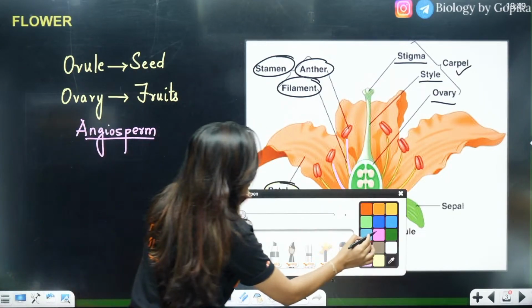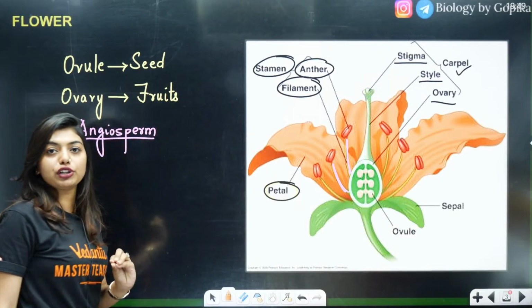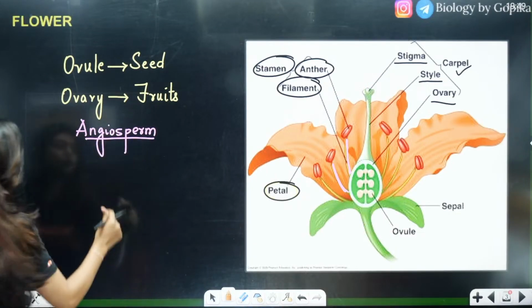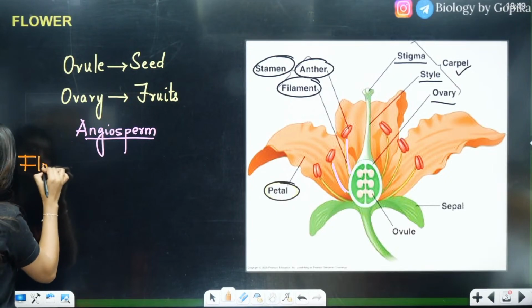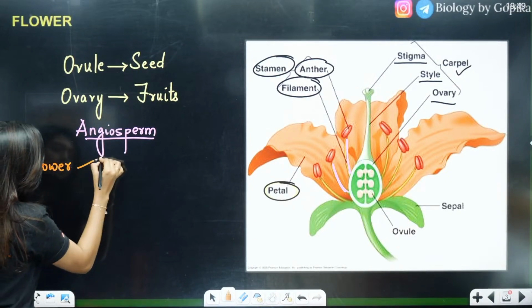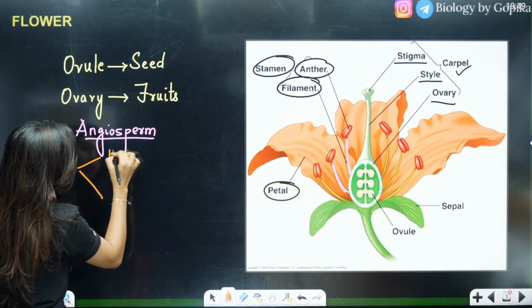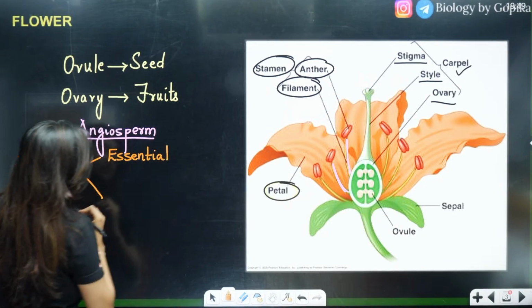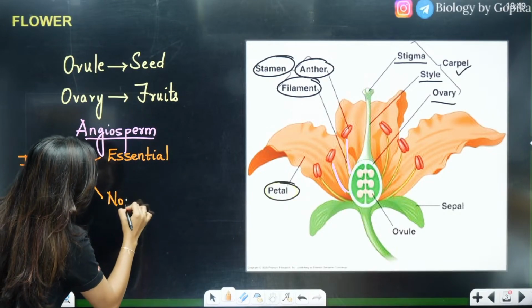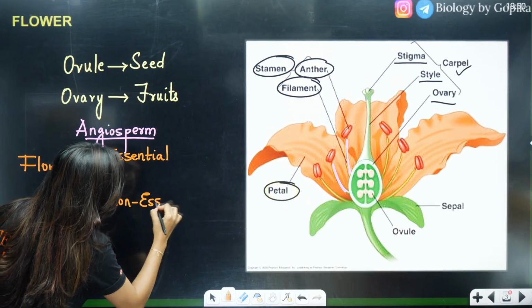Now I will tell you a very important part from your board point of view, and especially from your KCET point of view. If I want to divide the entire flower, I will divide the flower parts into two categories. First is called the essential, and second one is called the non-essential. Now what is essential and non-essential?